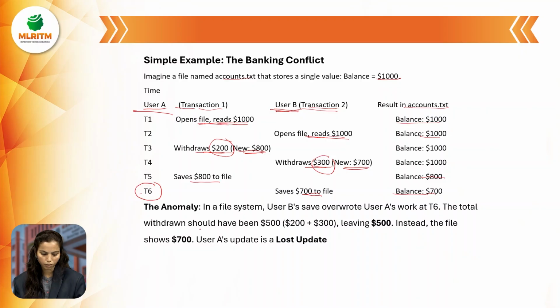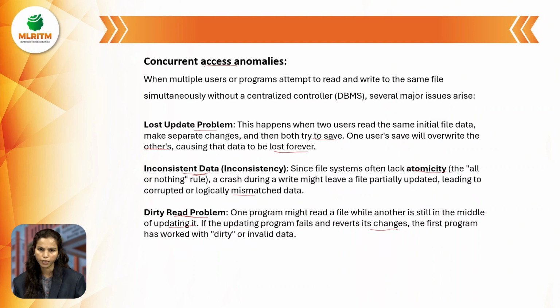The total withdrawn should have been $500, that is user A $200 and user B $300, leaving $500. Instead, the file shows $700. So user A's update is a lost update. These are the main problems that occur while using a file management system instead of a DBMS.